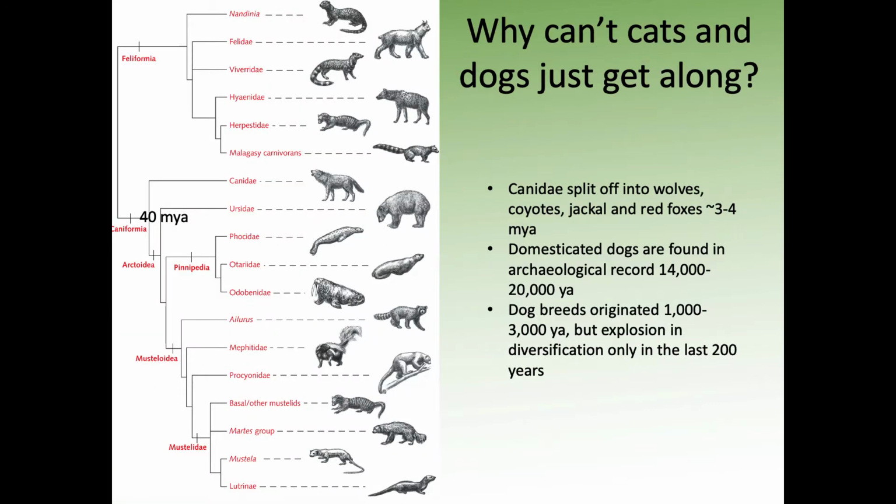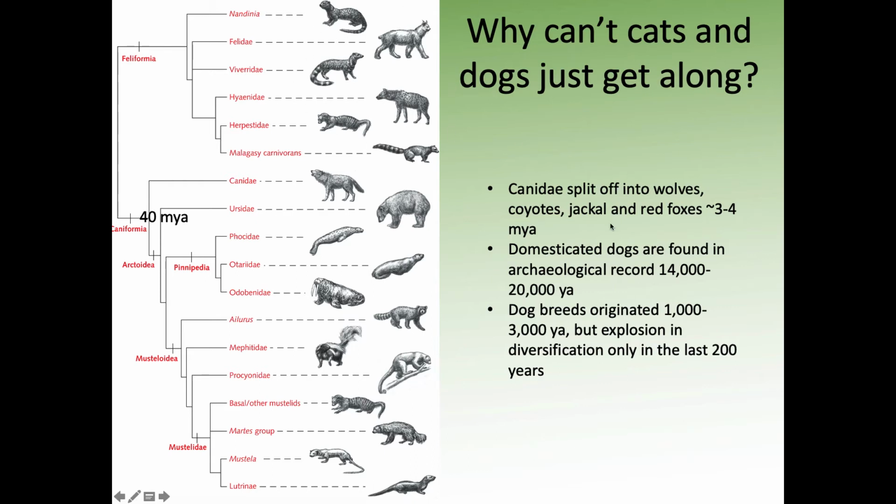Here's a nice little question: why can't cats and dogs just get along, right? Well, they're very different lineages. If we think about where they diverged from each other, around 40 million years ago, that's a lot of time. They've got very different makeup. We can see dogs are here along this tree, whereas the cats are up here.